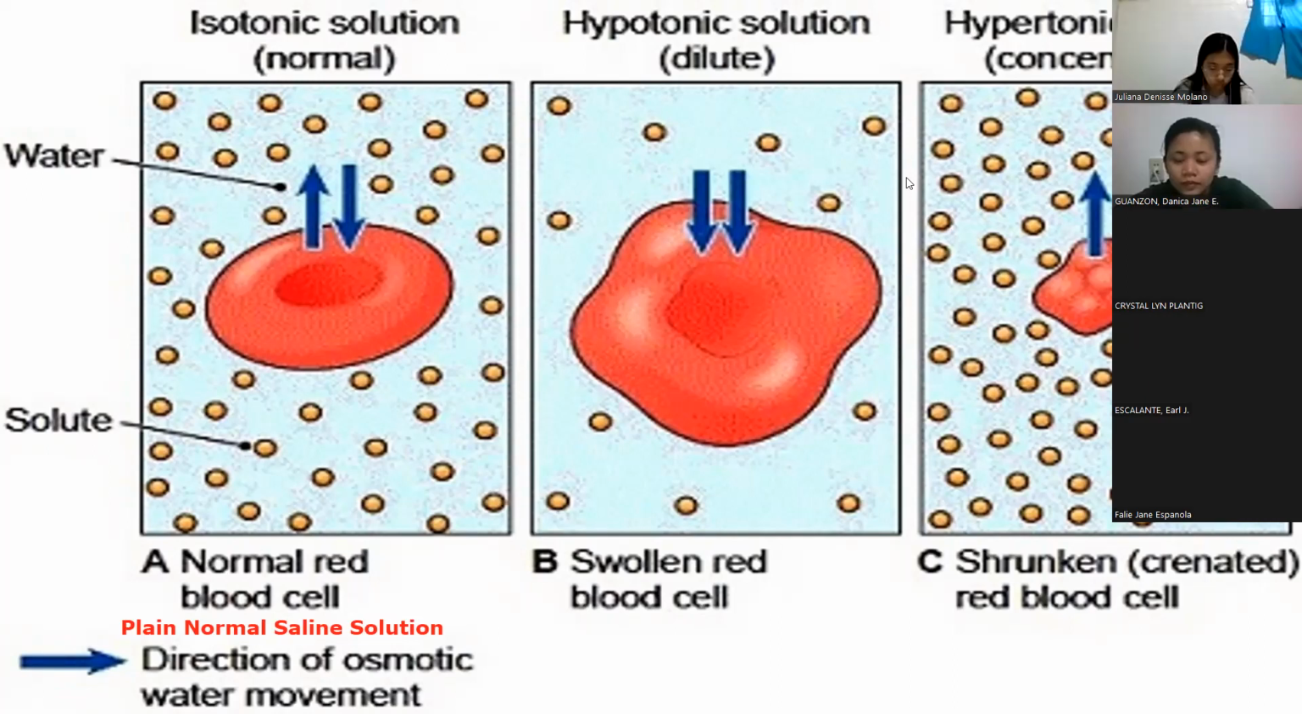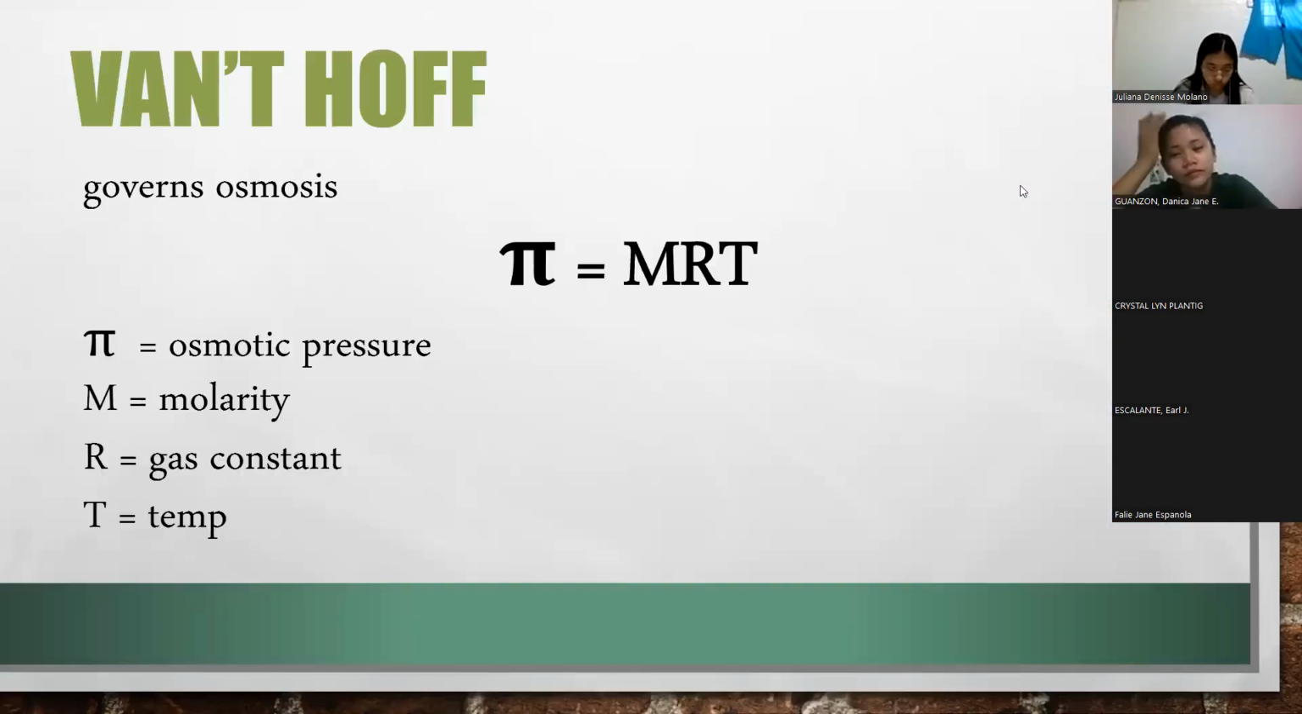So kung wala, let's move on. Let's discuss now the problem solving involved in osmotic pressure. So kung sa vapor pressure lowering, we have the Raoult's law. This time naman for the osmosis, we have the Van Hoff.